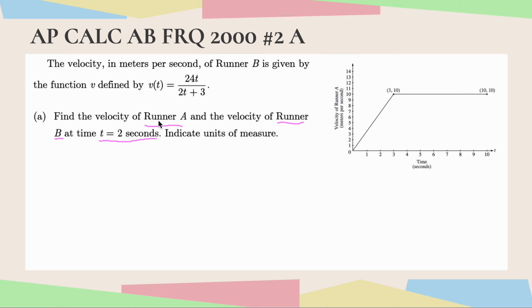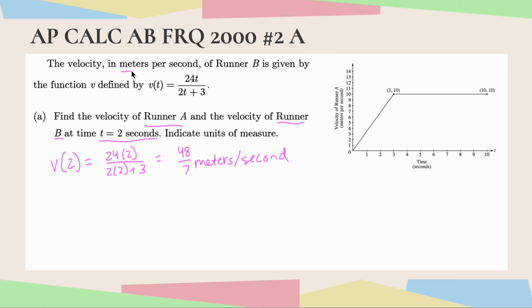Okay, so let's start out with the velocity of runner B, which is given by this function here. So to do that, all we are going to do is v of 2 equals 24 times 2 over 2 times 2 plus 3. So then we are going to get 48 over 7. Now for the units, this would be in meters per second.